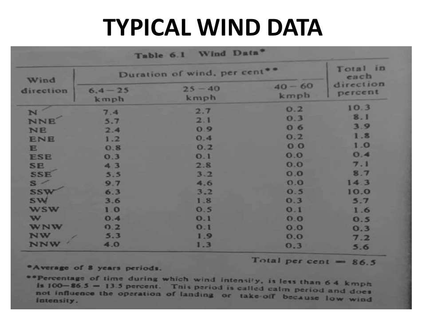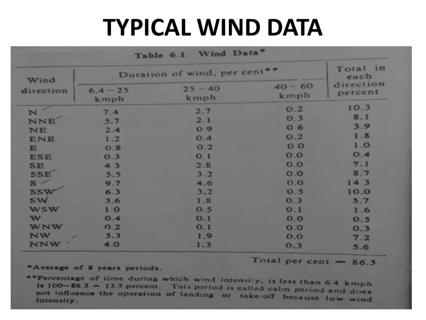For example, for the north wind direction, the intensity of 6.4 to 25 km per hour has a duration of 7.4 percent. Similarly, 25 to 40 km per hour stays for 2.7 percent, and finally 40 to 60 km per hour stays for 0.2 percent. So the total duration along the north wind direction is the summation of the different intensities, that is 7.4 plus 2.7 plus 0.2, which gives 10.3 percent. Likewise, we have to sum all the durations of the wind intensity in all the directions.